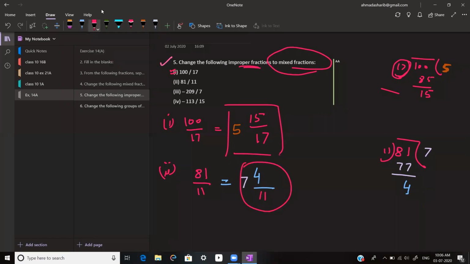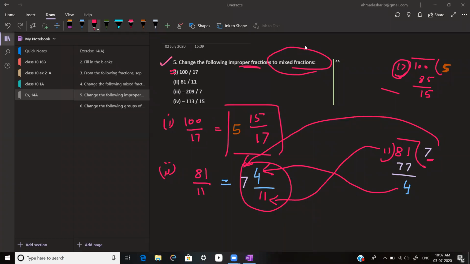Okay. Is it okay? Look at this. 7 is a quotient. So 7 you will write here. The remainder should be written in the numerator and the number by which we are dividing should be written in the denominator. Is it okay, students? Yes, Azima. 7 whole 4 upon 11, not 14. Azima, it's not 14, it's 4.